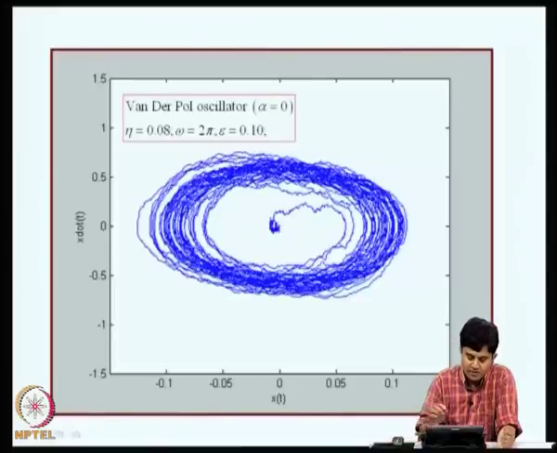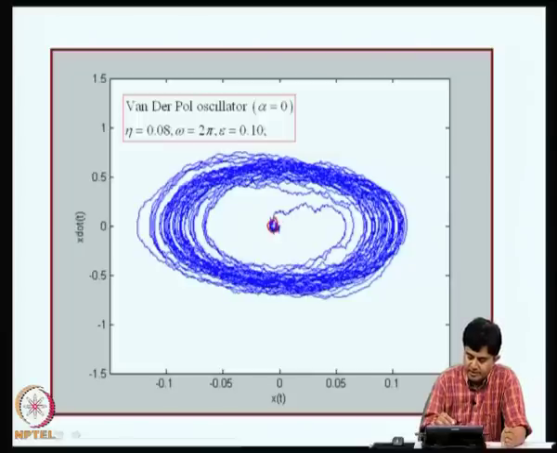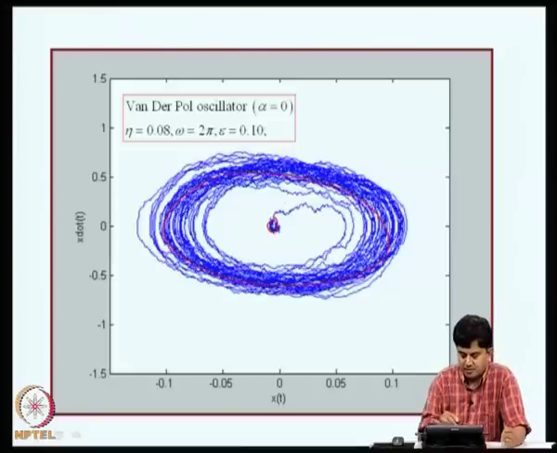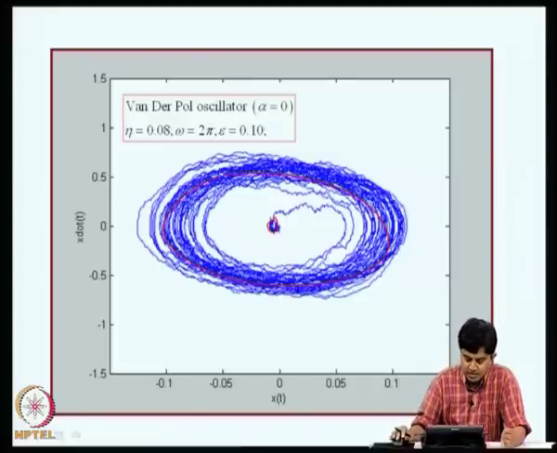This is a phase plane plot for the case of a van der Pol oscillator. That means, I will now put alpha equal to 0 and I have taken epsilon as 0.1. The van der Pol oscillator has a limit cycle even with no excitation, and you can see that this trajectory is initiated somewhere here and it moves towards the reminiscence of the limit cycle in the deterministic case. Because of the noise that we have applied, the trajectories hover around the stable limit cycle, and this produces a highly non-Gaussian response.